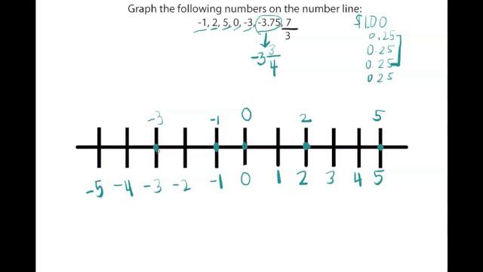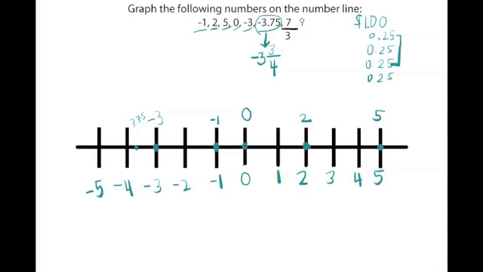Okay, so you just have to kind of guesstimate it, I guess, here on the number line. So let's say this is about the halfway mark, so another quarter might be about right there. So I'm going to put the dot right here and just label it on the top. Okay, so just guesstimate those decimals.